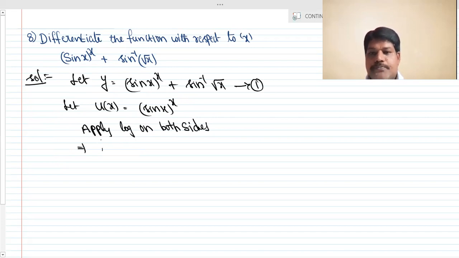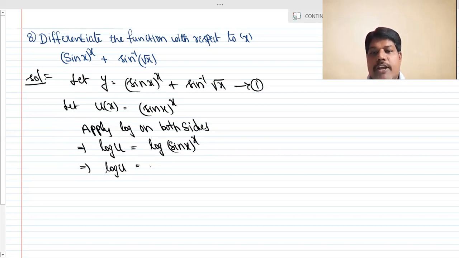So that implies log u is equal to log of (sin x) power x. So log u is equal to x into log of sin x. Why? Because log of x power n can be written as n log x. So I will apply differentiation with respect to x.